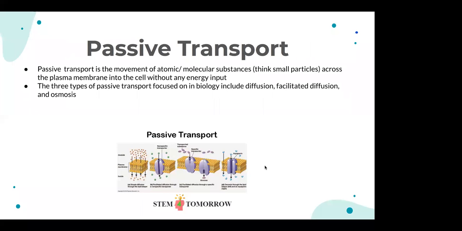So passive transport is the movement of atomic and molecular substances. Think small particles like calcium ions or any kind of small ions or water, things like that, across the plasma membrane into the cell without any energy input. The three types of passive transport that I'll be explaining, which are mainly focused on in biology, are diffusion, facilitated diffusion, and osmosis.